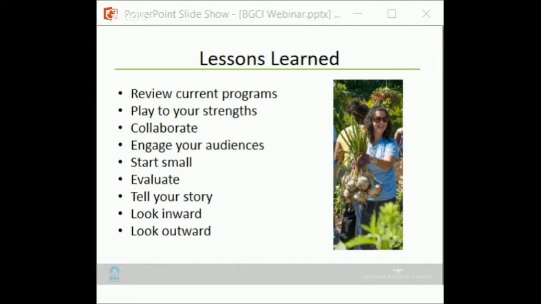Engage your audiences. Don't assume you know what any particular audience wants and needs. Talk to the people you want to engage and see what's of interest to them. And that's something that we found many, many times: you can go into a community or create a program that you think really addresses the needs of that community, but if the community doesn't see it that way, that program won't be successful. So start small. Take the first step and grow from there. No program is built in a day.